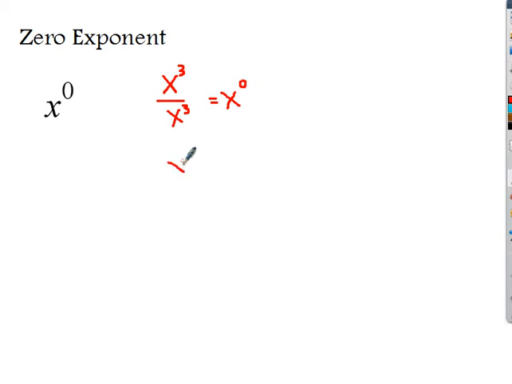But x to the 3rd power over x to the 3rd power actually has an obvious answer. Because this is a fraction and the top and bottom are the same, I know it must be 1. So x to the 0th power must be 1.